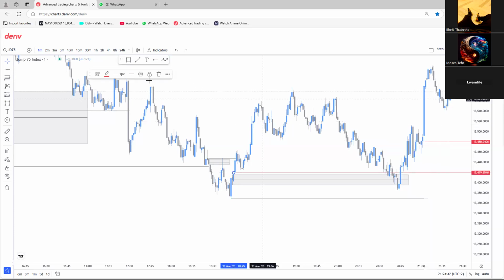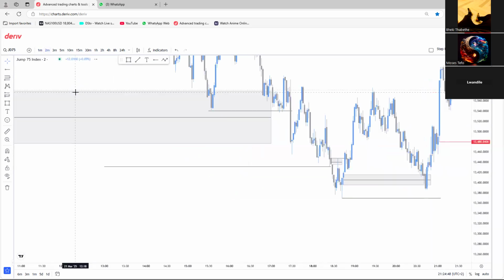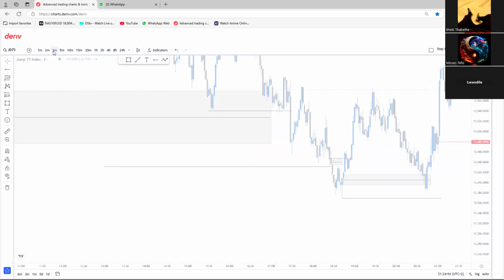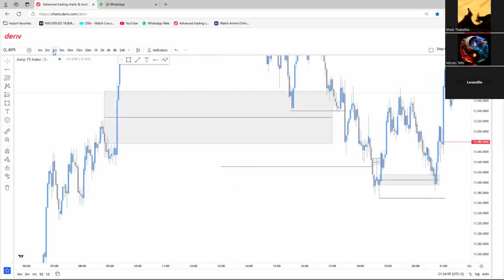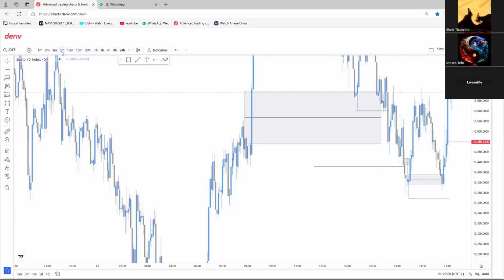Yeah, the huge one. Let me switch time frames in case it's not clear. Even to me, it's not clear. So let's switch time frames to 2 minutes. Even 2 minutes is not clear enough. Let's switch to 3 minutes. Even 3 minutes is not clear enough. Let's switch to 5 minutes. And 5 minutes is much clearer, right?